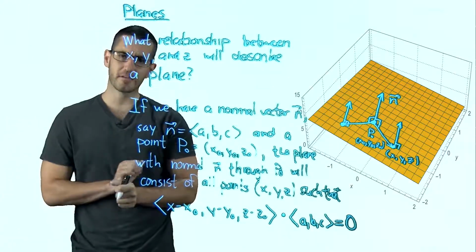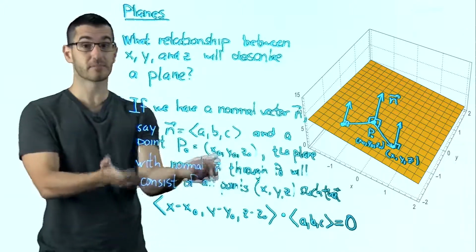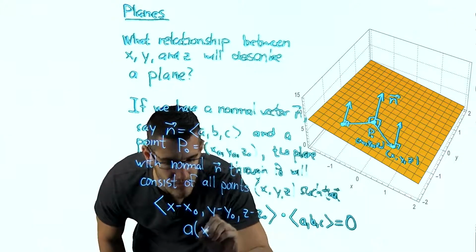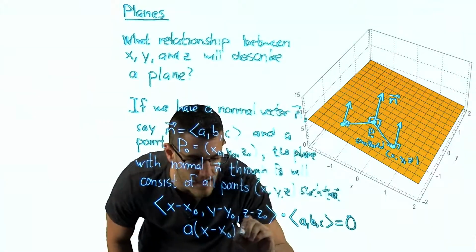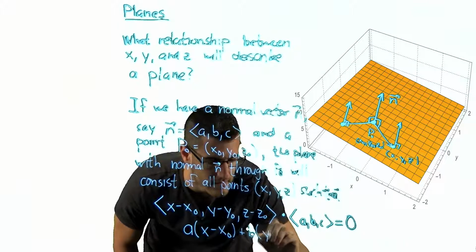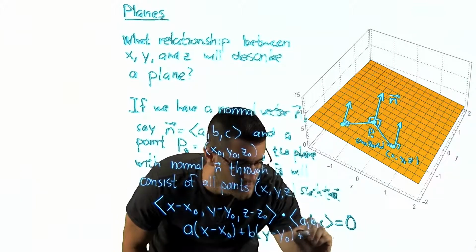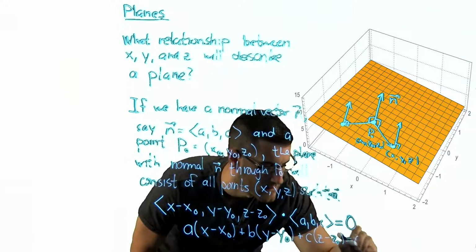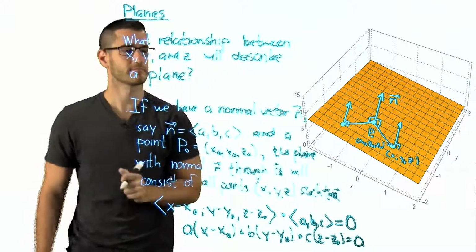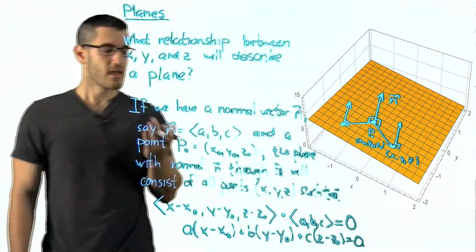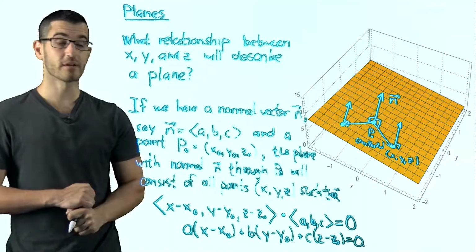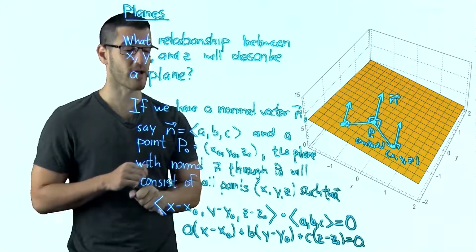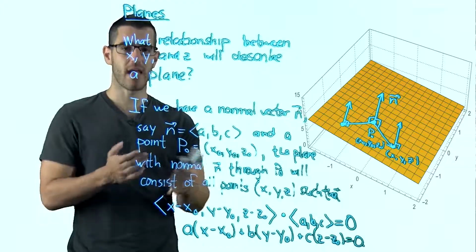And the nice thing when we do that is we can now just explicitly compute this dot product. And what we're going to get when we do that is the following equation. So this is an algebraic relationship that is going to give us the equation of a plane that has a given normal vector that passes through a given point.